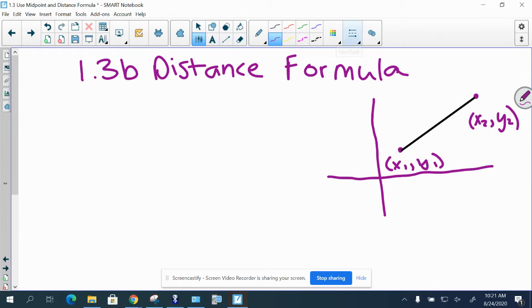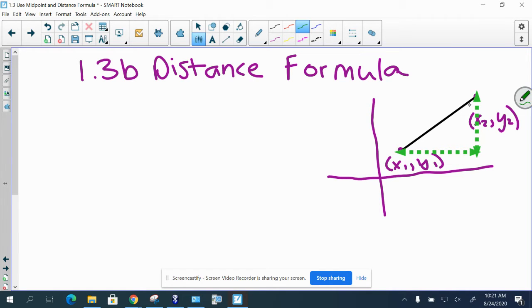So in order to do that, one thing we can think about, and I alluded to this in our last example, is drawing in a right triangle. So I'm going to take a right triangle here using this length, the actual segment, as our hypotenuse. And we know that a right triangle has a right angle, has two legs, and a hypotenuse. So the horizontal and the vertical component of this line segment would represent the legs of the right triangle.